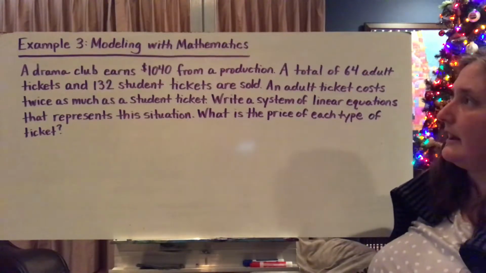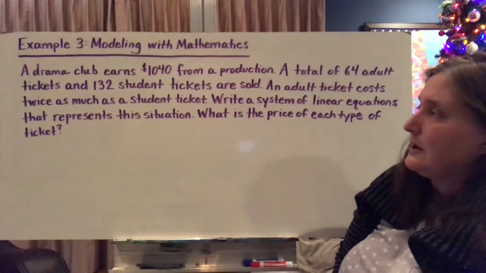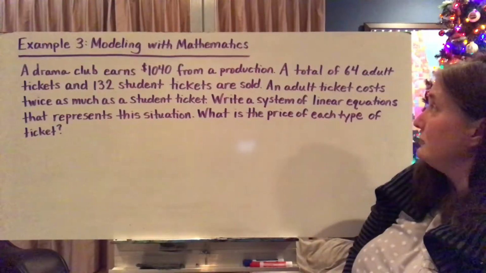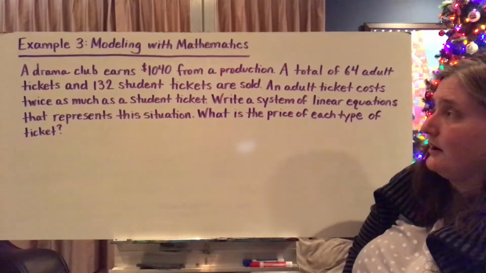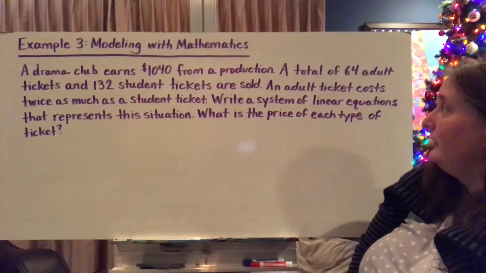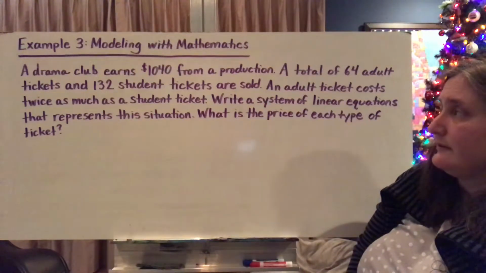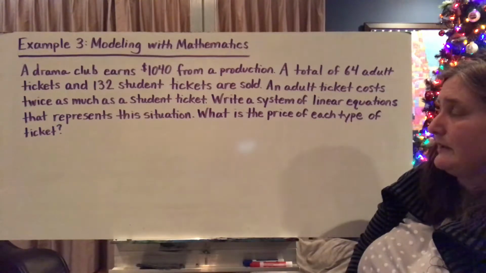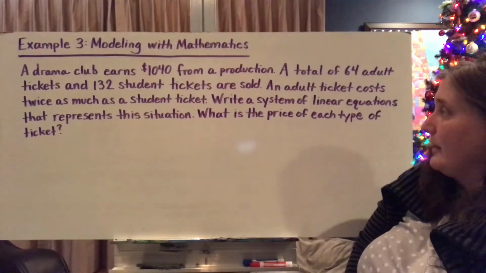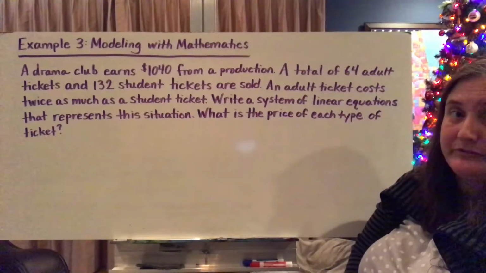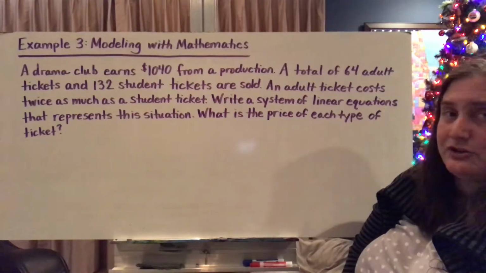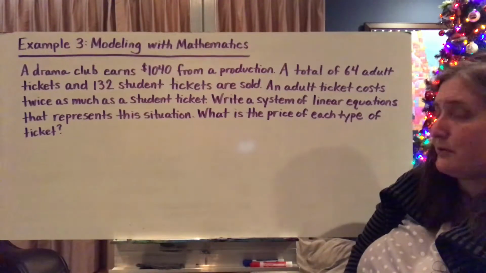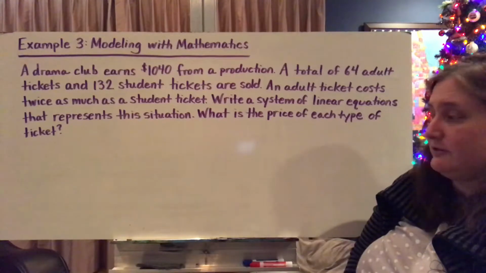All right, let's look at a real-life example. So here we have a drama club, which has earned $1,040 from their production. 64 adult tickets and 132 student tickets were sold. Adult tickets cost twice as much as student tickets. They want a system of linear equations that represents the situation. And then we want to find the price of each type of ticket. So from all the information given here, we need to write 2 equations. So we're trying to find the price of an adult ticket and the price of a student ticket.